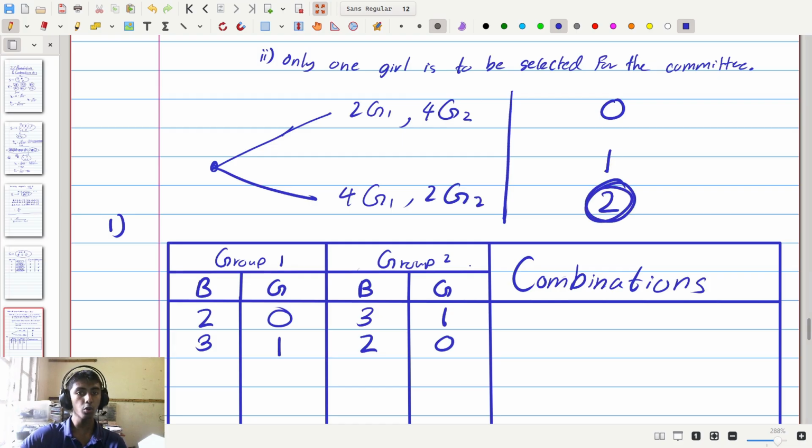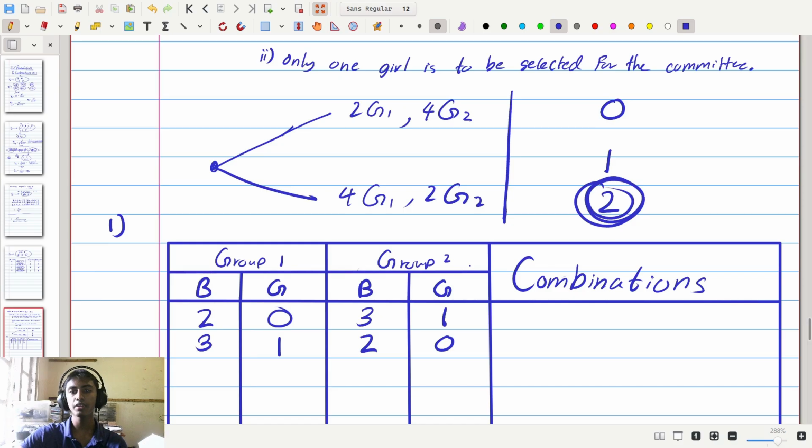If we choose the 2 girls from the group that has 2 people, then the other group will have to contribute 4 boys in total. It is impossible for these groups to contribute 4 boys in total since they only have 3 boys in total. So we can already say that we cannot select the 2 girls from the smaller group.